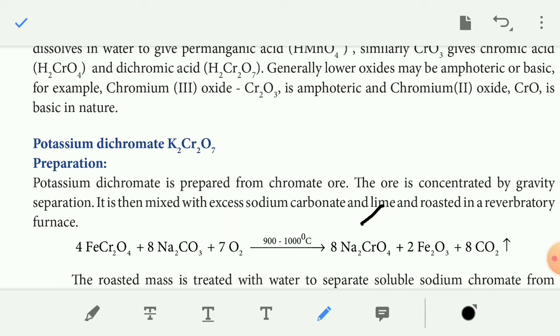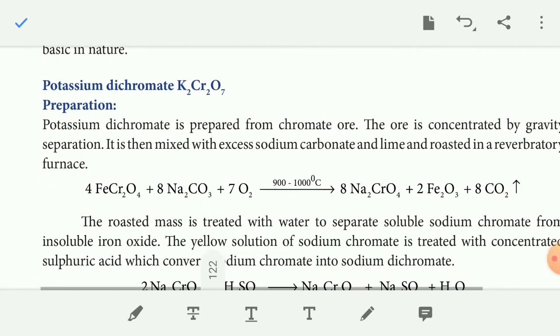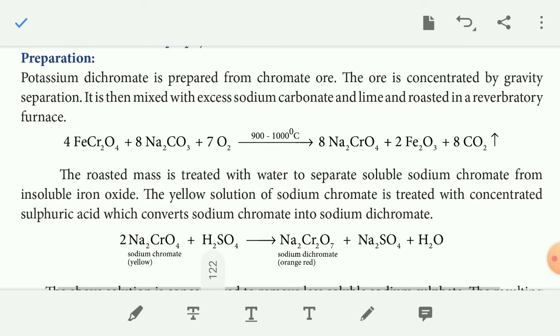So the chromite ore plus sodium carbonate react, and we get sodium chromate. The equation will be balanced. The roasted mass is treated with water to separate the soluble sodium chromate from the insoluble iron oxide. The sodium chromate product is yellow in color.